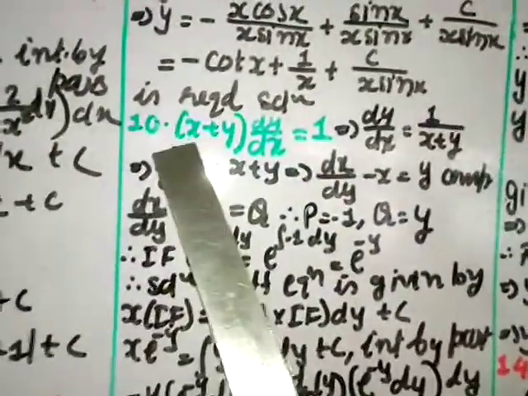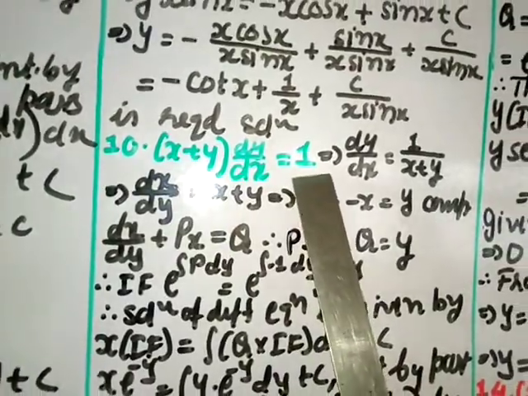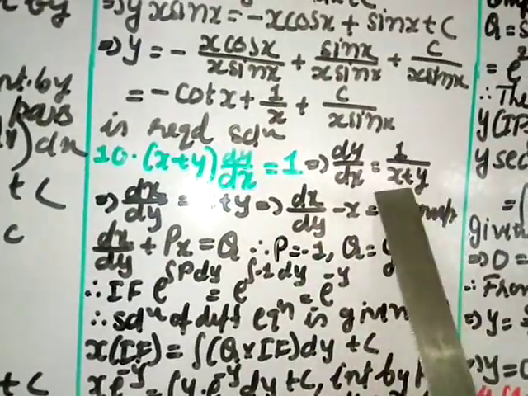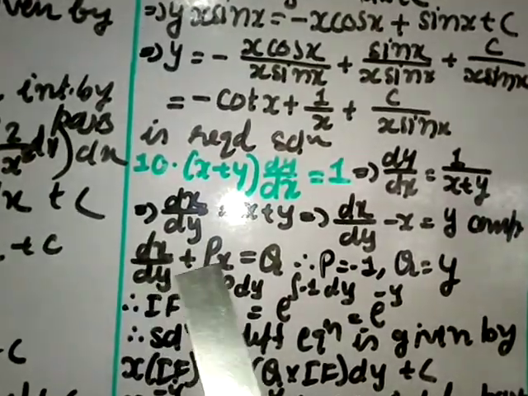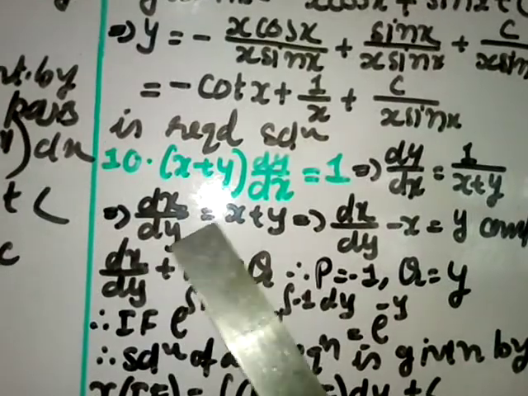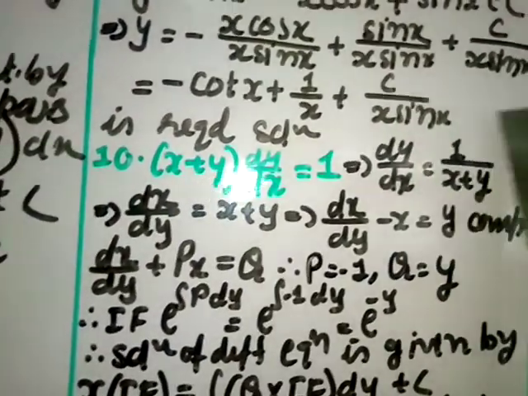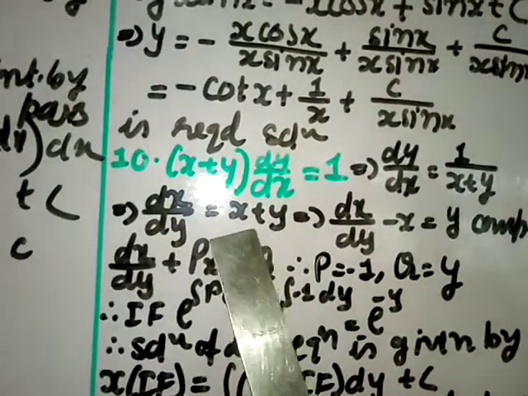Question number 10, (x plus y) dy by dx equal to 1. So this will transfer to the denominator, so you get dy by dx equal to 1 by x plus y. We can't simplify like this, okay. So what we are going to do is take a reciprocal here. So dx by dy is equal to x plus y, because we can't separate this value, so we are taking reciprocal on both sides. So dx by dy equal to x plus y.